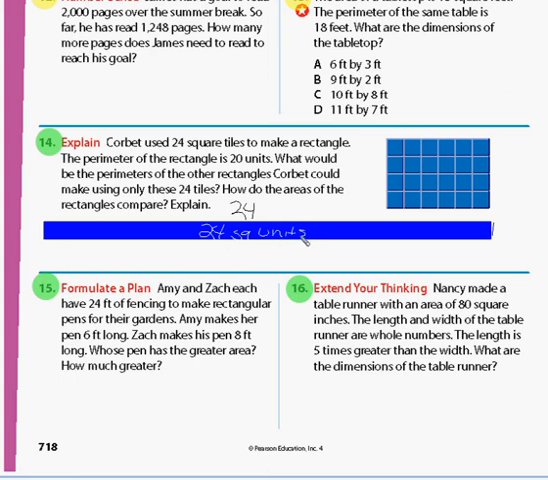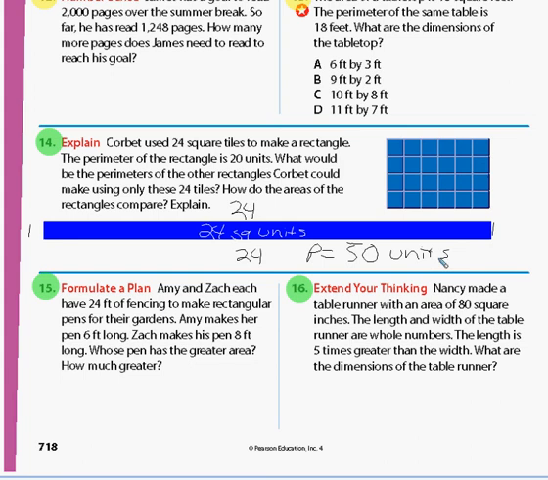Because it's the same tiles, and 24 times 1 is still 24 square units, but my perimeter is going to be different. If you add up all the sides, 24 plus 24 plus 1 plus 1, that would equal 50, because 24 plus 1 is 25, and 25 times 2 is 50. So my perimeter, P, is going to equal 50 units. So there's a significant difference.